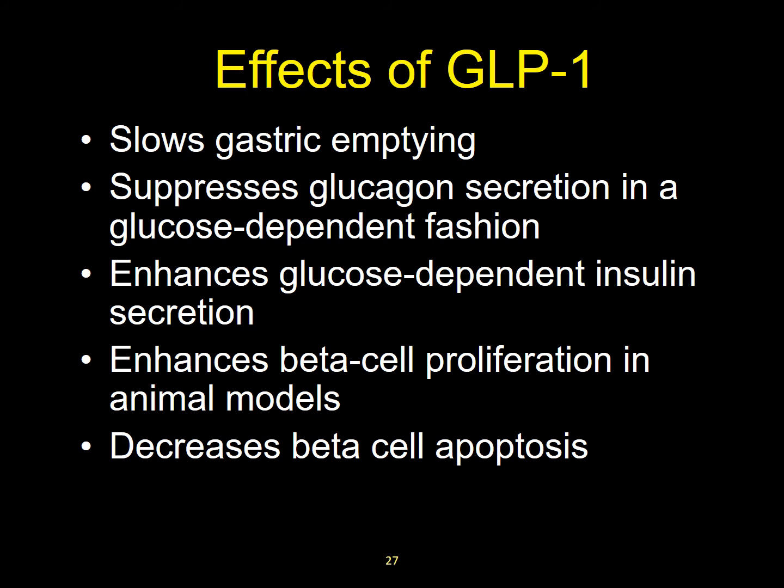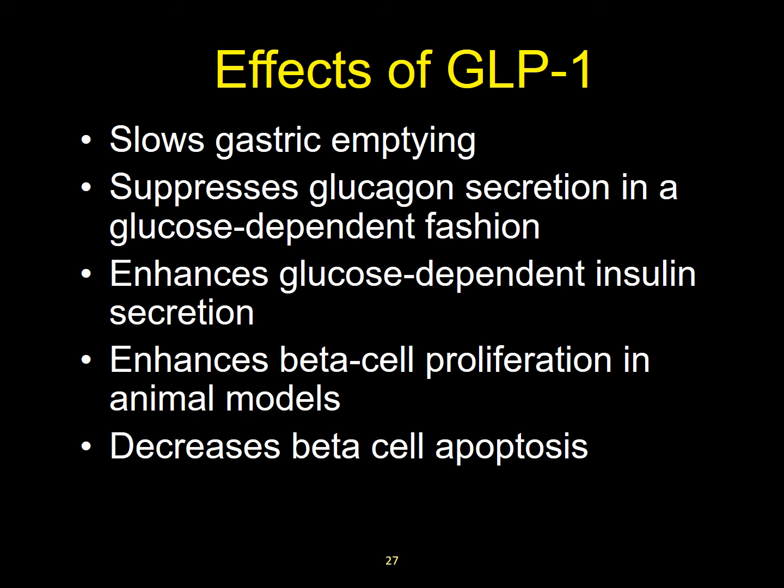Okay. GLP-1 also enhances glucose-dependent insulin secretion. So now your beta cell is stimulated to make more insulin, which you need to digest the sugars you just ate. It also enhances beta cell proliferation. Beta cells are the cells that make insulin, and GLP-1 actually helps to proliferate them and decreases beta cell apoptosis, which is a mechanism of destruction. So it preserves beta cells, helps them proliferate, and keeps them from breaking themselves down.